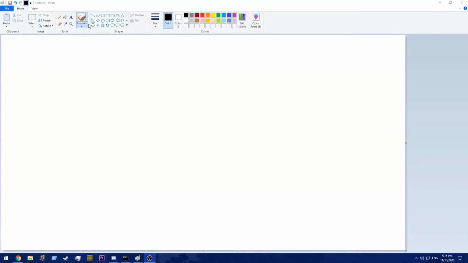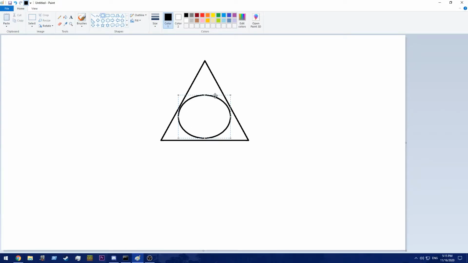All right, here's how you do it. So let's go ahead and draw. Oh, that's not what I wanted. Give me a minute here. There we go. Let's draw an equilateral triangle like this. Put a circle in it, pretty much like that.